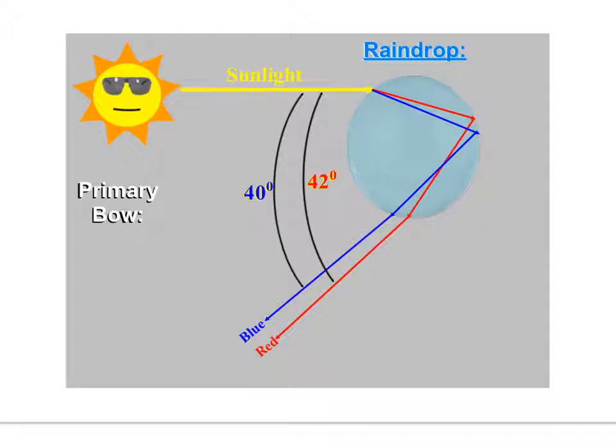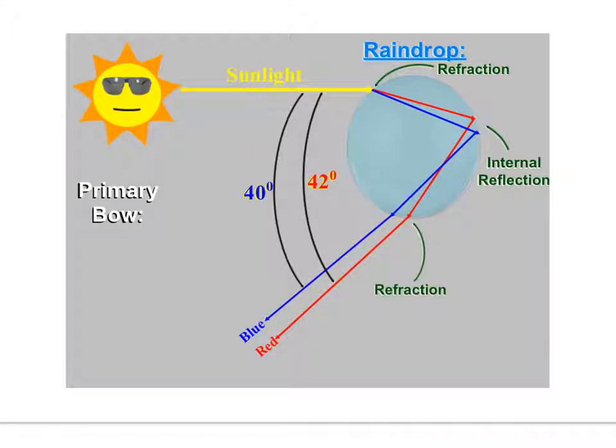Now, the change in speed for red light versus the change in speed for blue light is very subtle. There's not a huge difference there. And so even after 2 instances of refraction in the raindrop, the 2 ends of the color spectrum are only separated by about 2 degrees. And they exit the raindrop at a 40-degree and 42-degree angle, respectively.